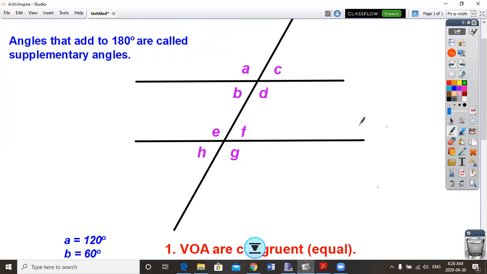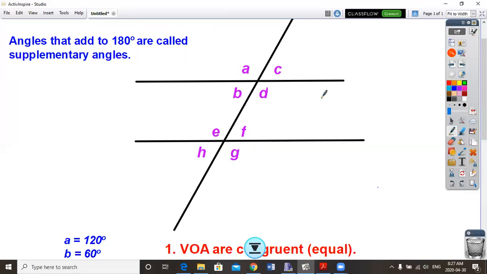So again, as a little side note, supplementary angles are important. They add up to 180. Okay, so supplementary angles would be adjacent angles, on opposite sides of the transversal. So A and C, B and D, E and F, H and G, A and B, E and H, F and G, and C and D. Those would all be pairs of supplementary angles.